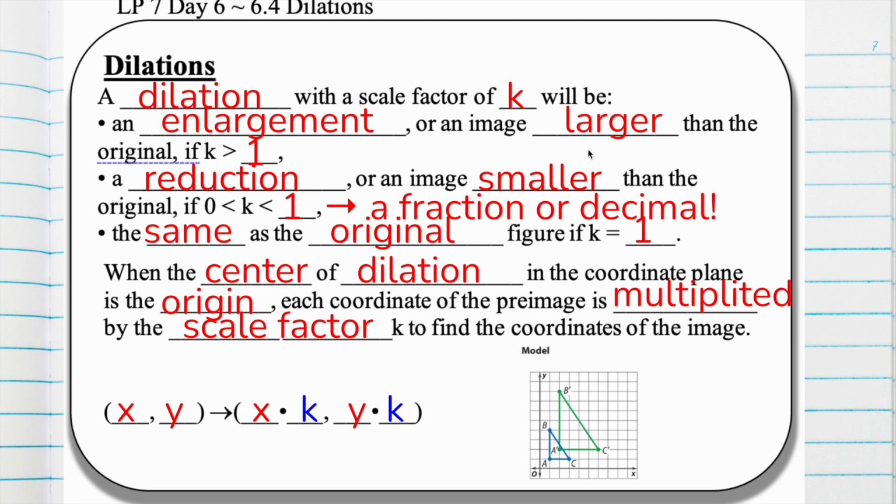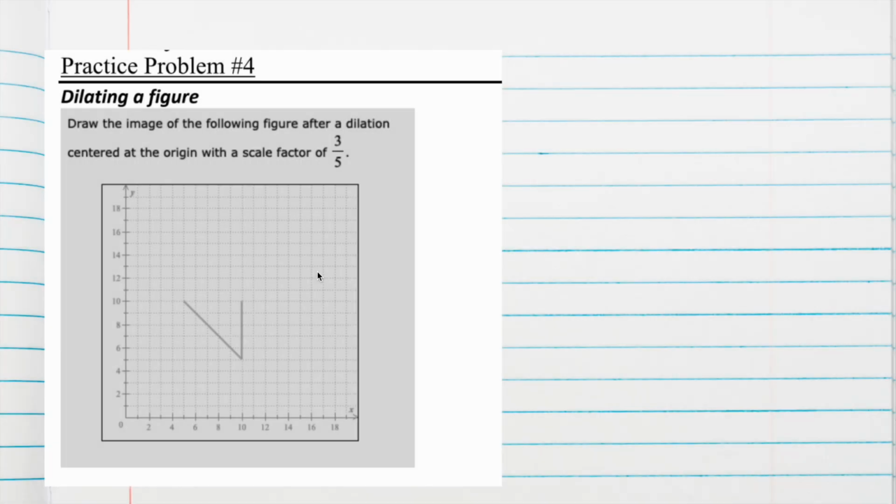You can tell right away whether it's going to be larger or smaller based on the number it's giving you. If it's giving you a number larger than 1, you're going to be getting bigger than the original figure they gave you. If you have a number between 0 and 1, then it's going to get smaller. Okay, so let's go ahead and take a look at one.